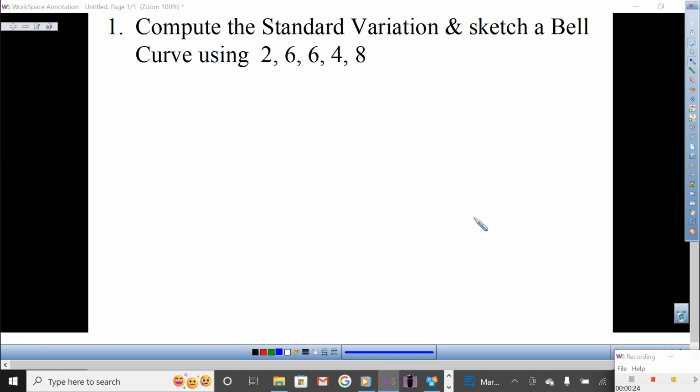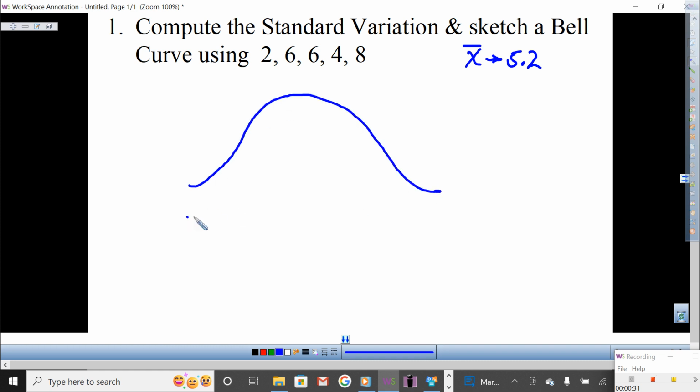To get started, what you get for our mean on this one, please? Andrea, mean. 5.2. Hands if you got that. Looks about right. So our mean is 5.2.